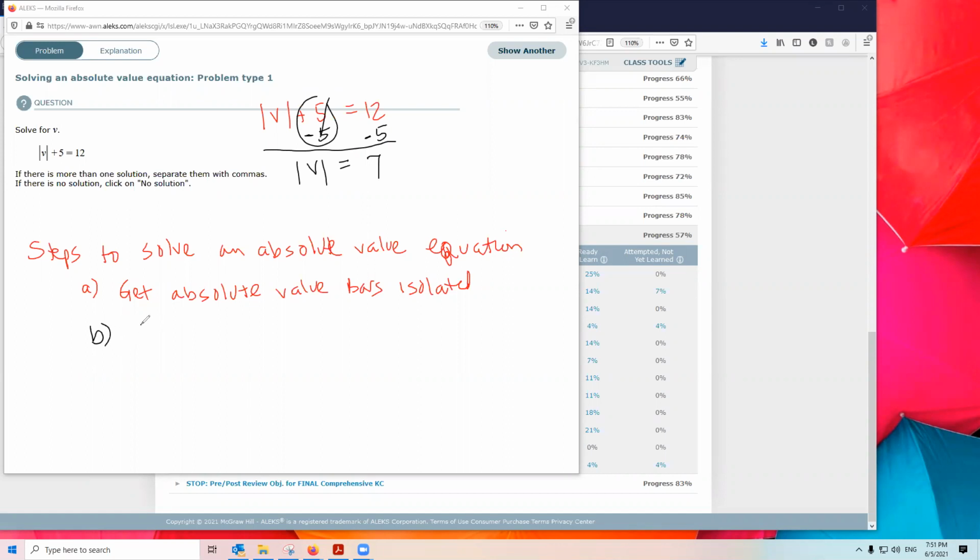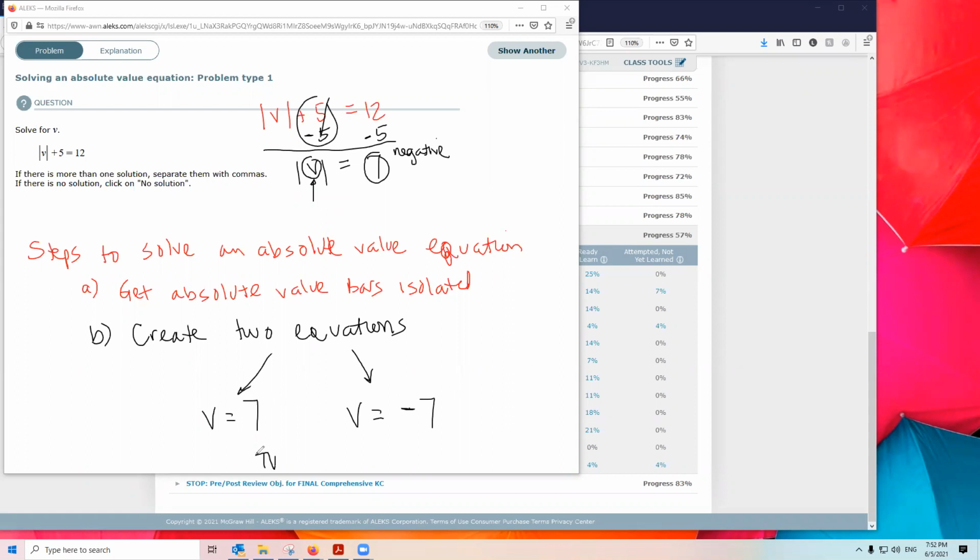Then what you do is you create two equations. Here are the two equations you create. Take whatever is inside the absolute value bar and set it equal to the number on the right-hand side. So V equals 7. Then create another equation where you take what's inside the absolute value bar, that's V, but set it equal to the negative of the number on the right-hand side. So I'm going to set it equal to -7. And these are the two solutions then.